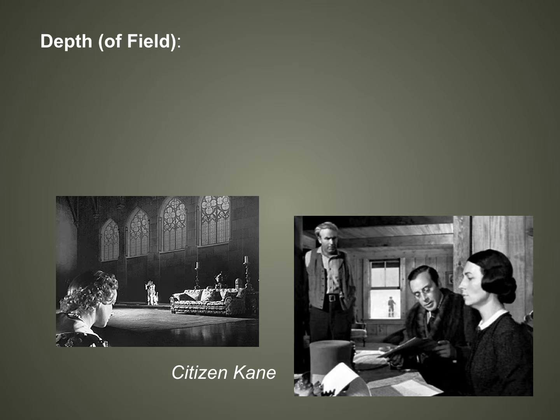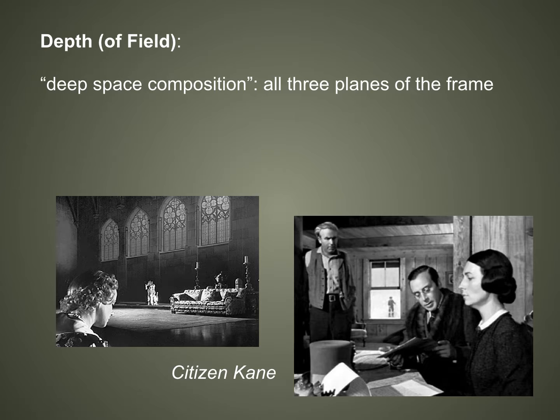Another term that refers to cinematography is depth of field. Depth of field means how much of what is in front of the camera do we see that is in focus. And there are different approaches to how you use depth of field. There's what's called deep space composition, which means that all those planes of what's in front of us, the foreground, the middle ground, the background, all that stuff is in focus. We can see it all.